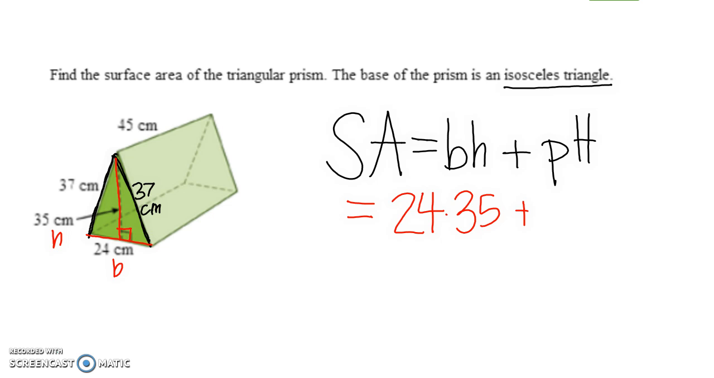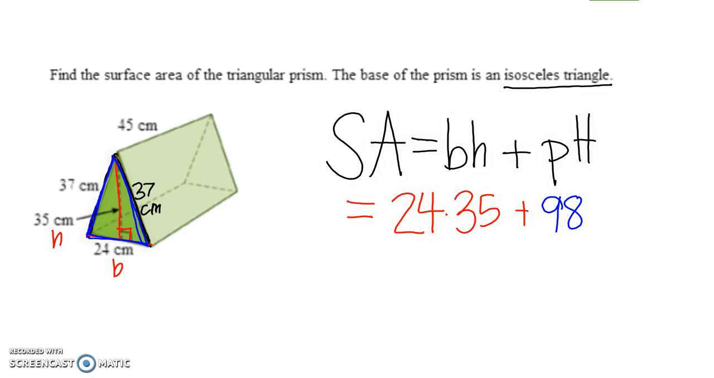Okay? Next, the perimeter. Remember to find the perimeter of the triangle. I add up the 3 sides of the triangle. So 37 plus 37 plus 24 gives me 98.